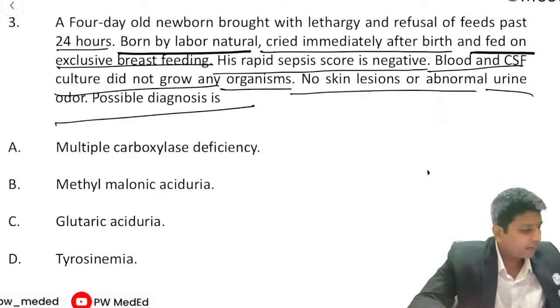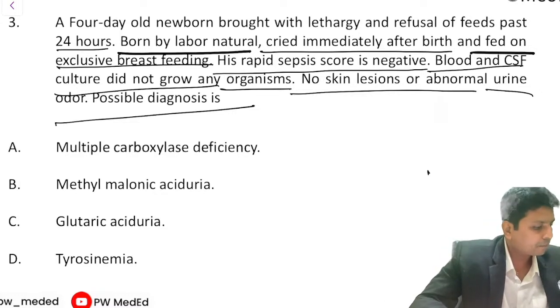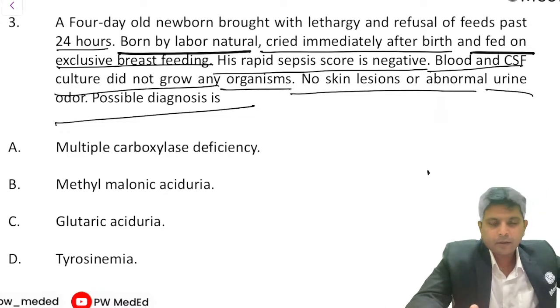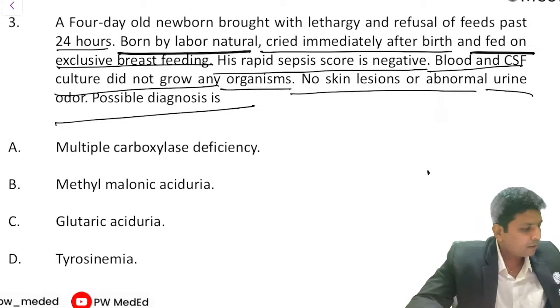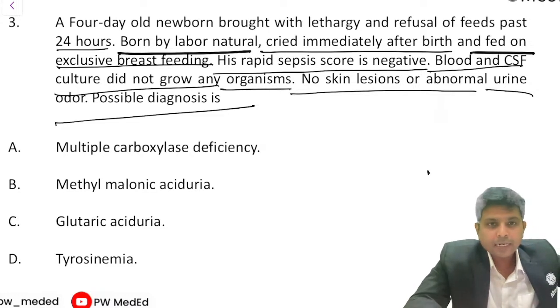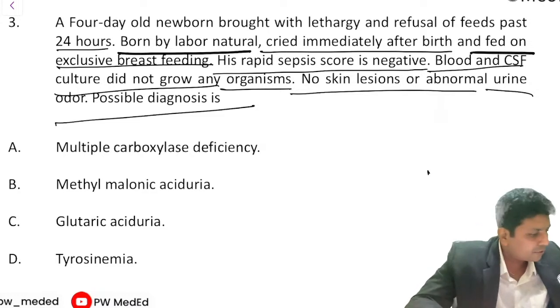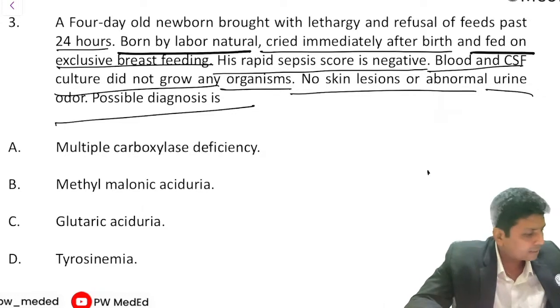Answer C, glutaric aciduria. What else? When you want to answer something, you need to know the logic and reasons behind those answers. Multiple carboxylase deficiency, one more opted. Yes, I have two answer C's and one answer B.